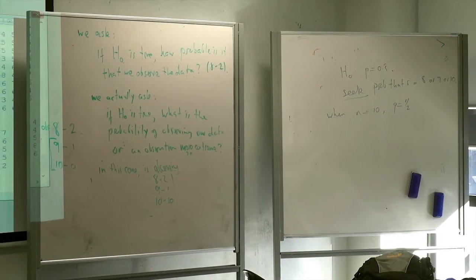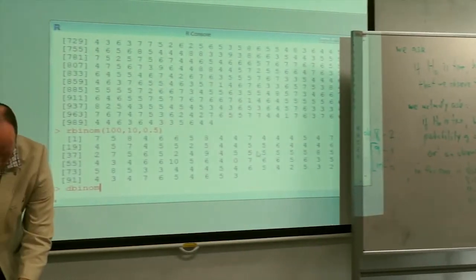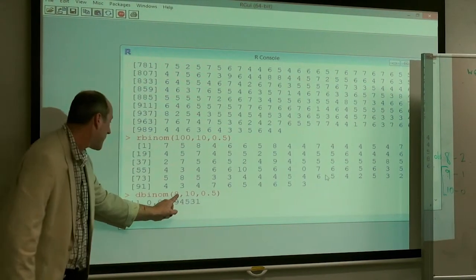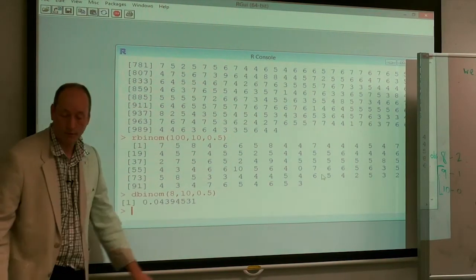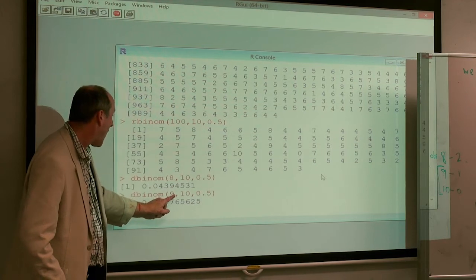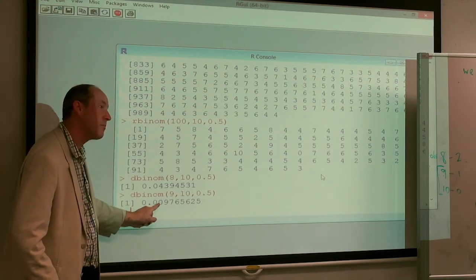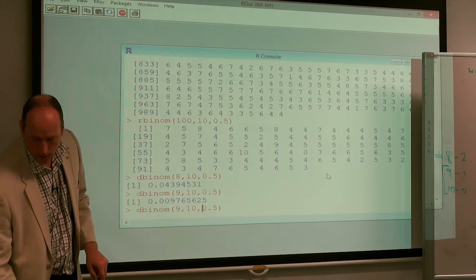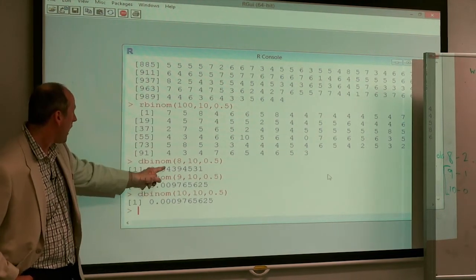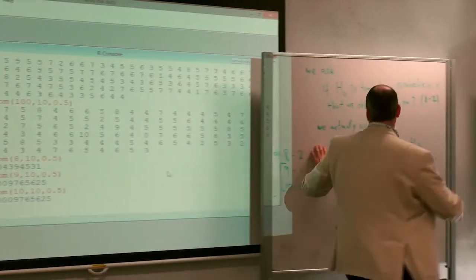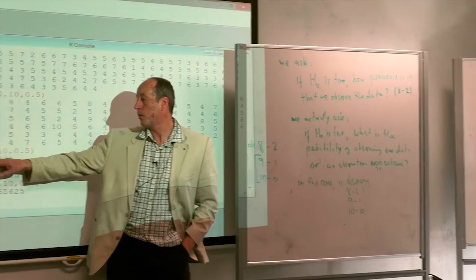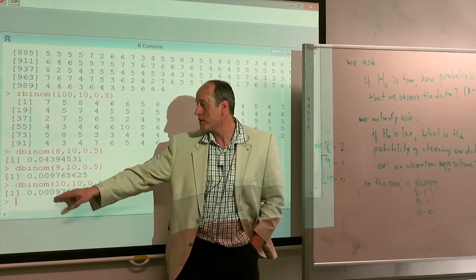So I can just figure that out using dbinom. That's the probability of getting 8 victories, 8 home wins out of 10 trials, probability 0.5. That's the probability of getting 9 victories out of 10. See how the probability is even smaller? And there's one more, of course, 10. I can stop there because there's no way you can get more than 10 out of 10. So 8, 9, and 10. What is the probability of observing our data or an observation more extreme? Well, it's the sum of these probabilities, because we've got 0.04, 0.0097, and 0.00097, and we've got to add them together.